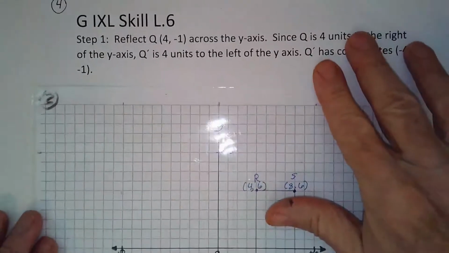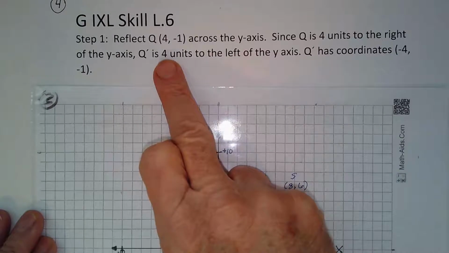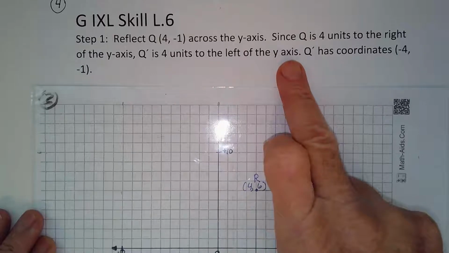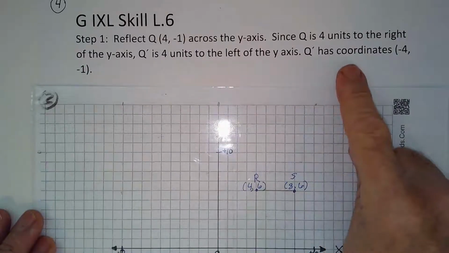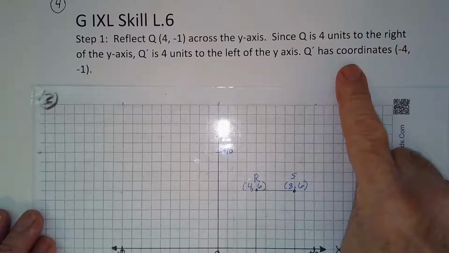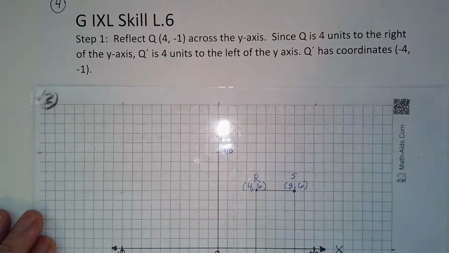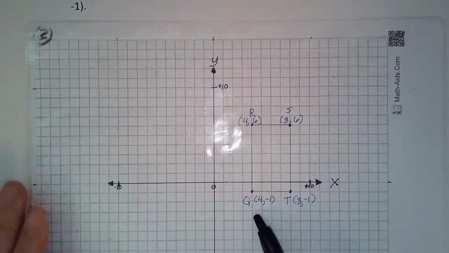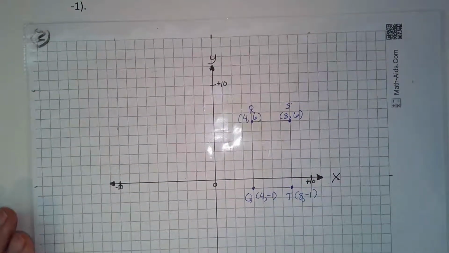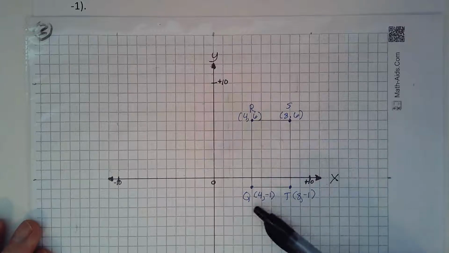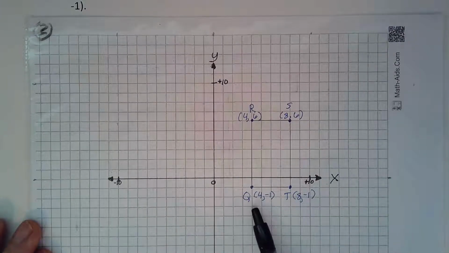Okay, so the skill 1, they want you to reflect this point Q with those coordinates 4, -1 across the y-axis. So since Q is 4 units to the right of the y-axis, then Q prime will be 4 units to the left of the y-axis. Now let's just take a look at that. So here's Q. Let me bring this up. And I think I'm going to turn off the little lamp there, and that makes it easier to see. Here's Q down here, at 4, -1.